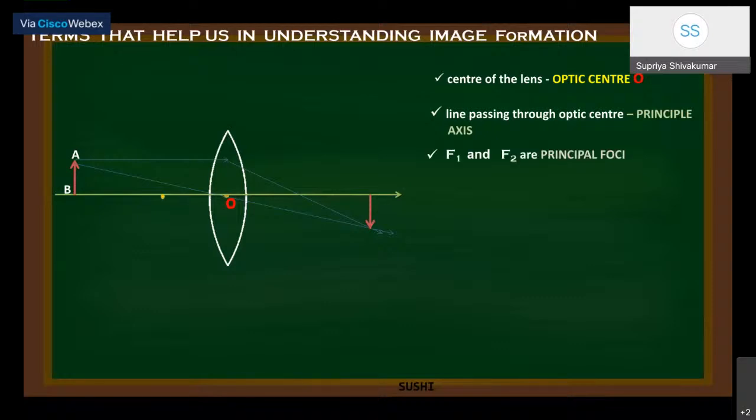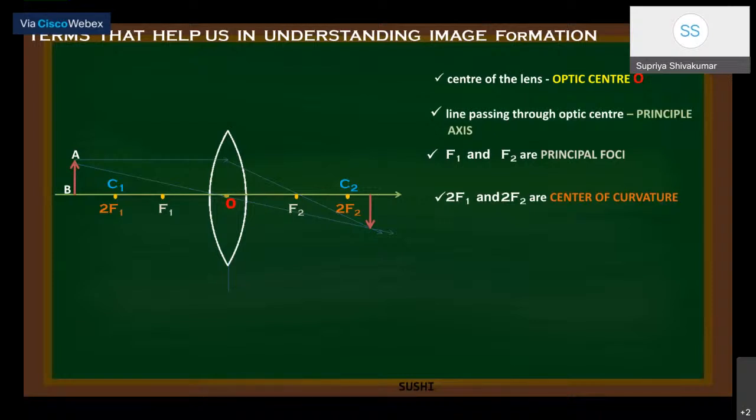Next is F1 and F2. F1 and F2 are nothing but the principal foci, which are on both sides because we have two spherical parts. Next is 2F1 and 2F2, which is called the center of curvature. So you have two centers of curvature on either side of the lens. This can also be taken as the radius of curvature. The radius of curvature is nothing but twice the focal length.